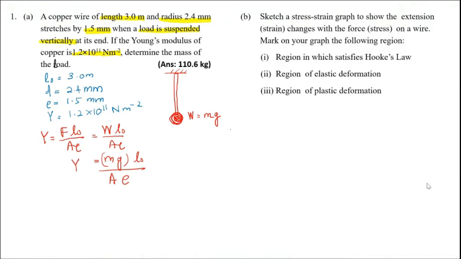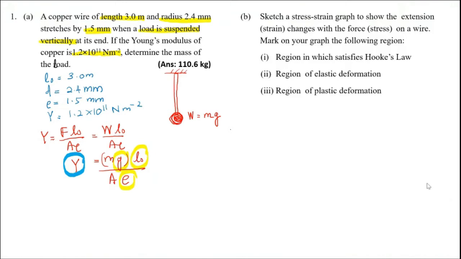Based on the information, we know the values of Young modulus, so we can substitute it. The gravitational acceleration is a constant, which is 9.81. The L naught is also given, which is 3 meter, so you can substitute the 3 meter. And then the elongation is also given, which is 1.5 millimeter, but you need to change the unit to meter first.